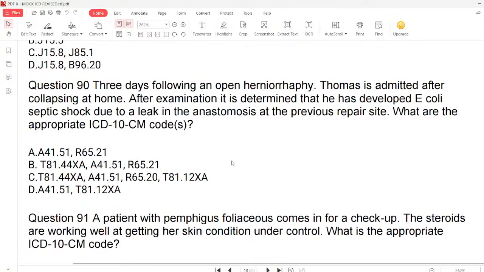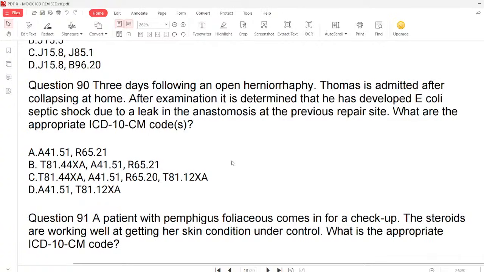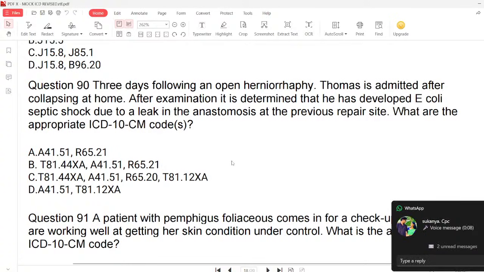What about the answer? D is the answer. Srijaya, correct answer. Mohini, correct answer. D, the last one, is the correct answer. Okay.